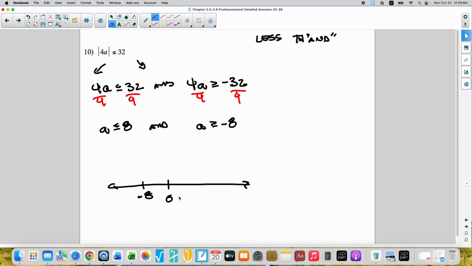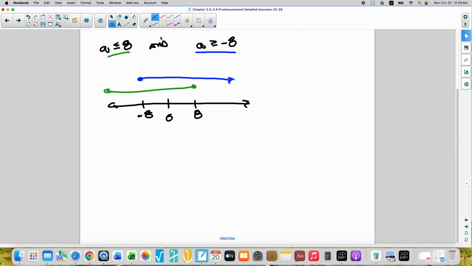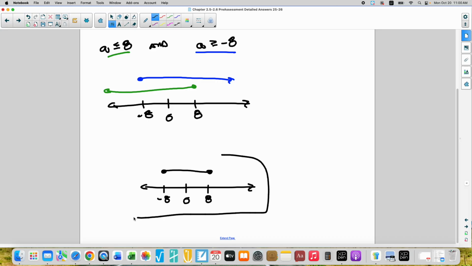Negative 8, 0, 8. Let's do this in green. Less than or equal to 8. Let's do this in blue. Greater than or equal to negative 8. And it's an and statement, so I need the overlap. So we get negative 8, 0, 8. And we get this as our solution.